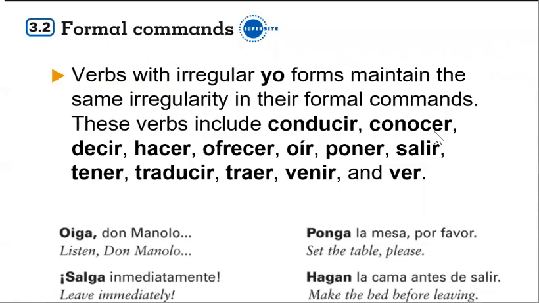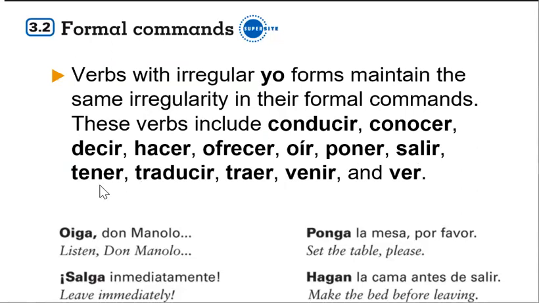Conocer, also similar to conducir, it's conozco, so conozca, conozcan. Decir, we just talked about digo, so diga, digan. Hacer, it becomes hago, H-A-G-O, drop the O. You get haga when you add the opposite vowel. Hagan when you add the opposite vowel plus N for ustedes. Ofrecer, ZCO again, just like conducir and conocer. Ofrezco, ofrezca, ofrezcan are your conjugations. Oír becomes oigo. You can see it here, oiga. Poner, pongo, so it becomes ponga and pongan.